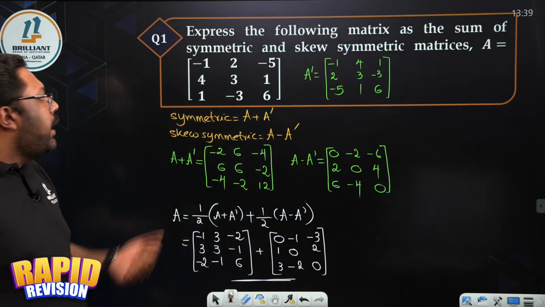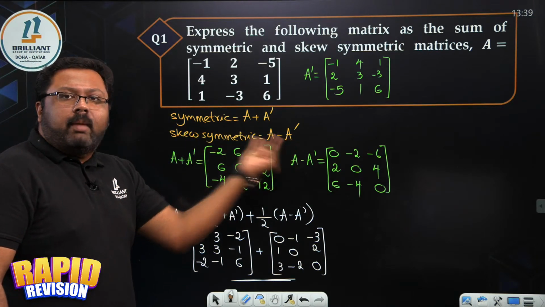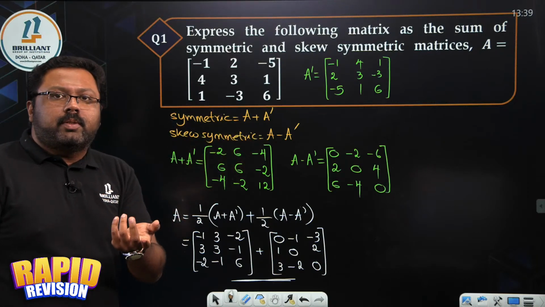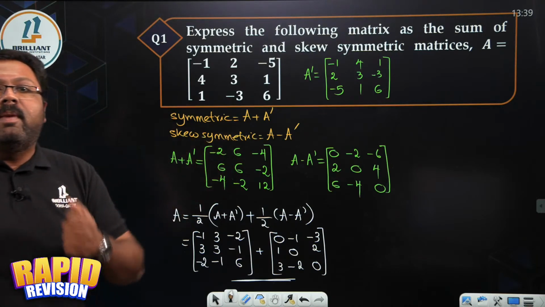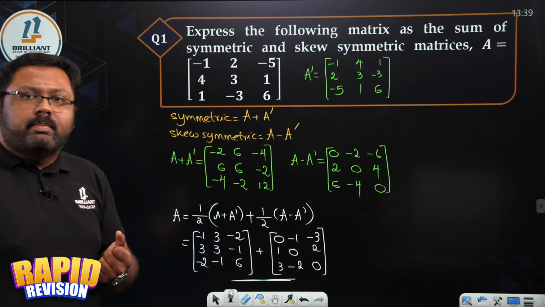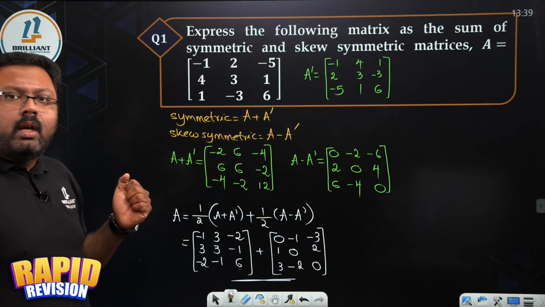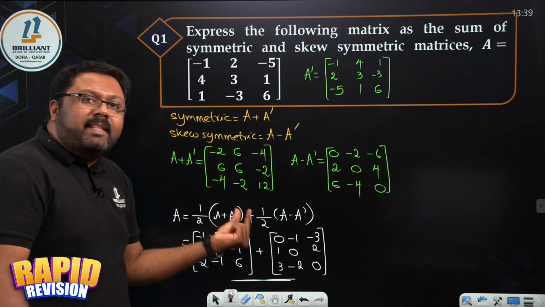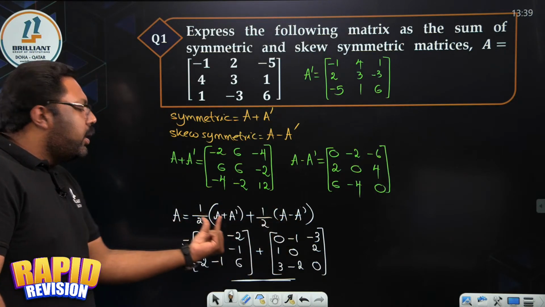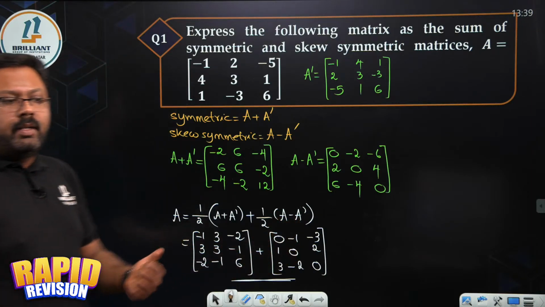Please learn it. Once again, symmetric means A plus A dash. Skew symmetric means A minus A dash. Keep in mind, it's a good question for MCQ also. Which of the following can be considered as a symmetric matrix? Which of the following can be considered as a skew symmetric matrix? Good question. A plus A dash, A minus A dash. And how to express it back as the sum of two matrices? A is equal to half A plus A dash plus half A minus A dash.